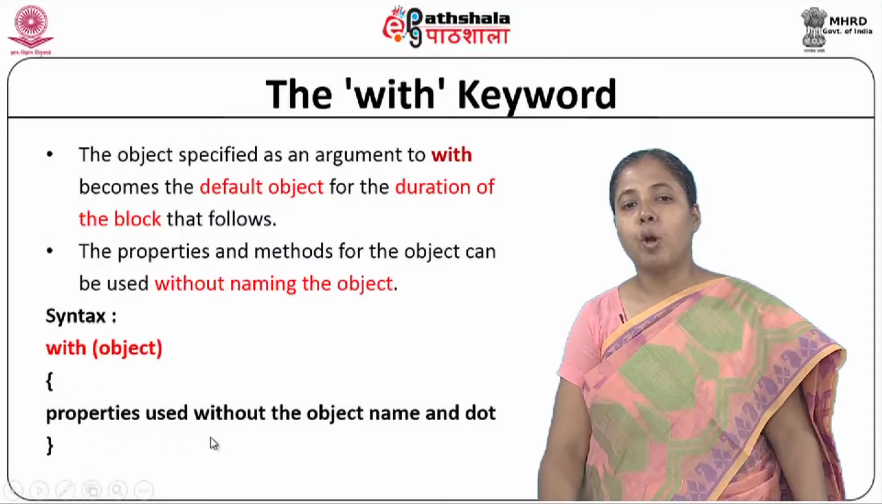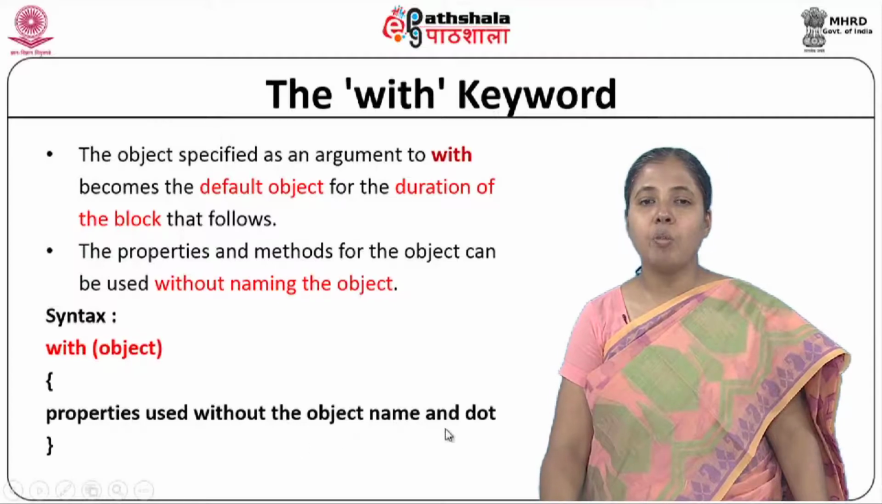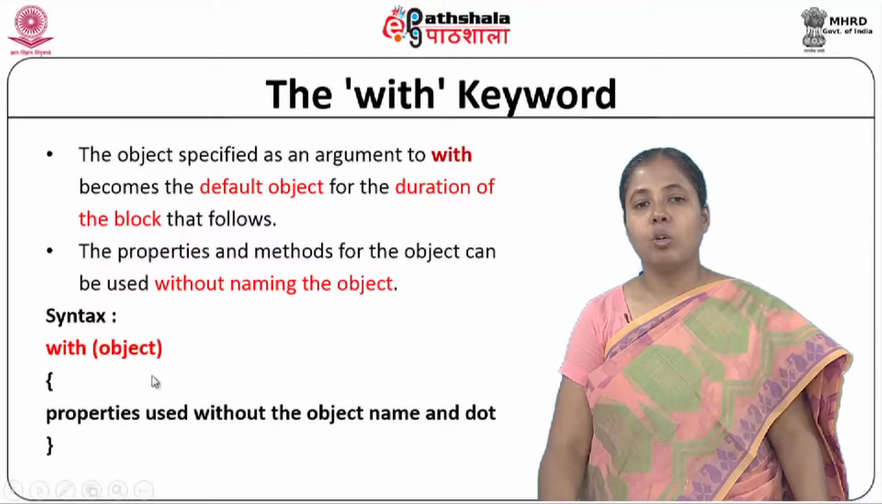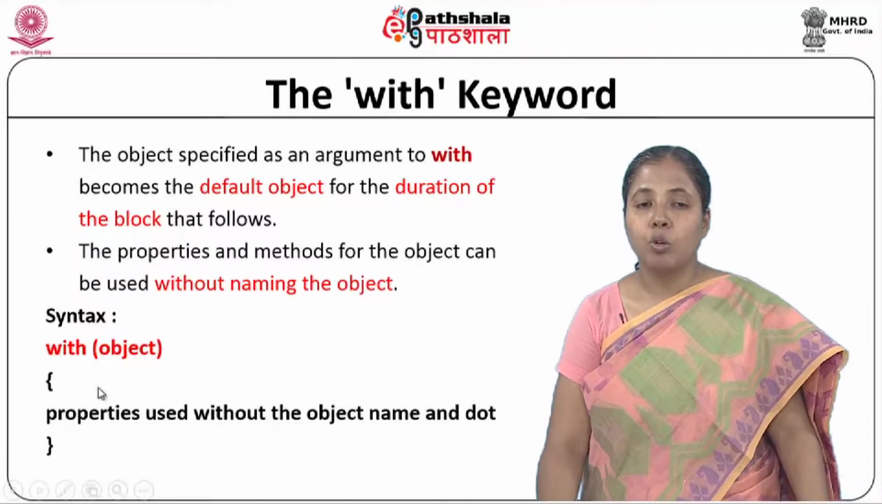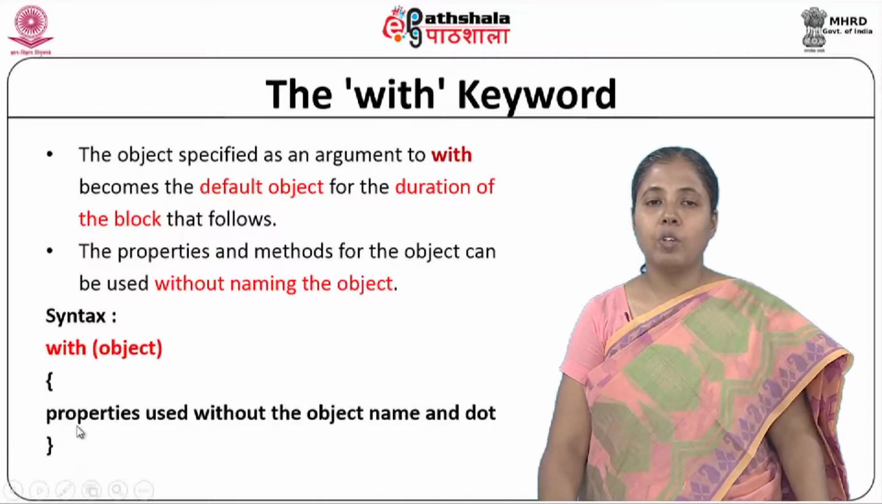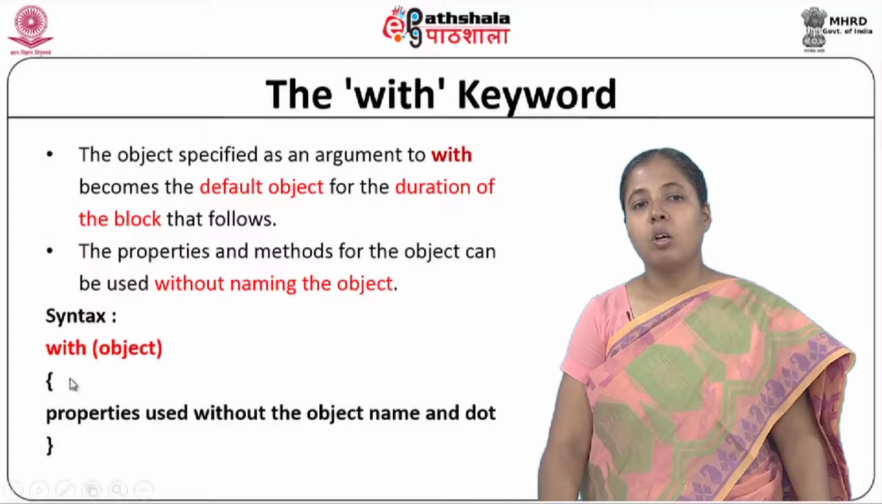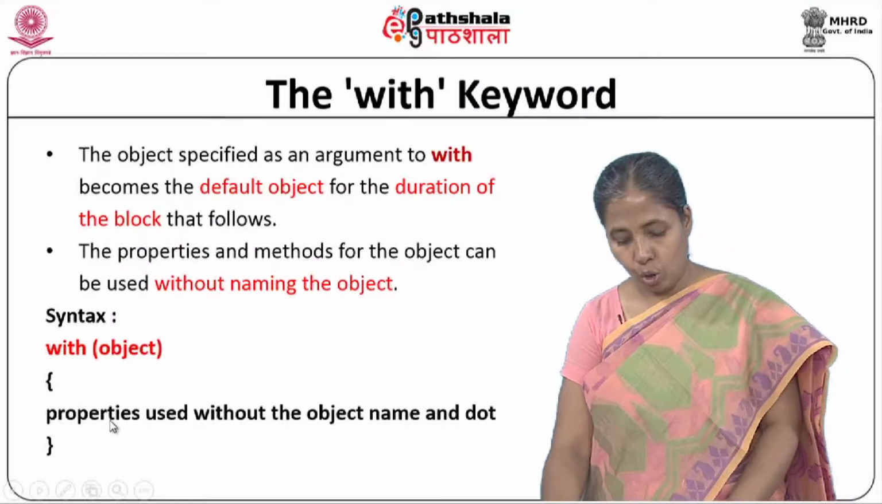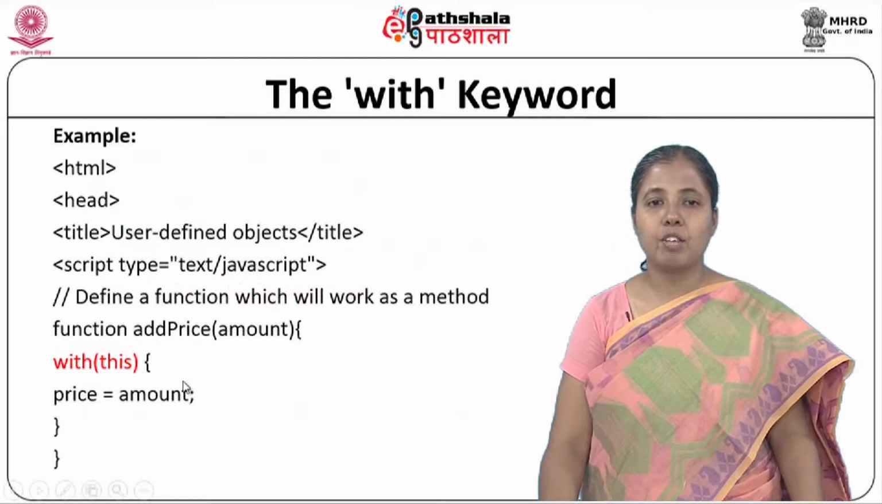The property is used without the object name and the dot operator. So, this object becomes the default object within this block. For those statements you do not want to give the object name. So, the properties and methods for the object used with the keyword with would be used without naming the object. This is an example here.